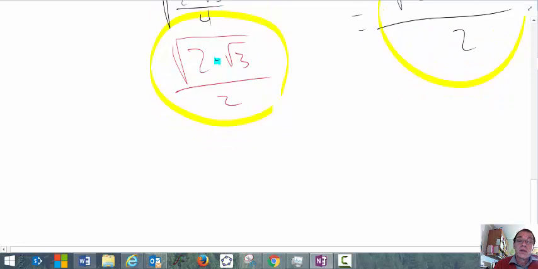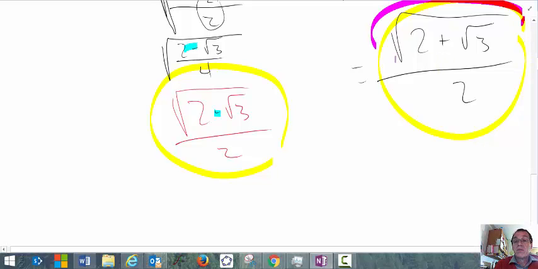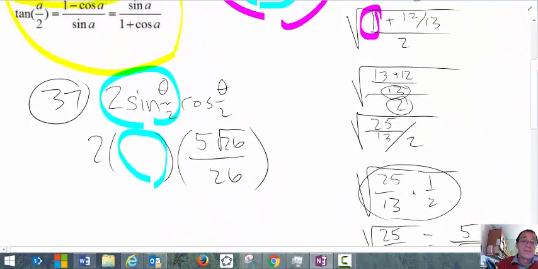Okay? Now, I know what you're thinking. For the tangent, can't I just put the cosine over the sine? That's actually not a good idea, because then we can have this double radical. This double embedded radical would be in the denominator, and it's not a lot of fun to rationalize. It's much easier to use the formula.